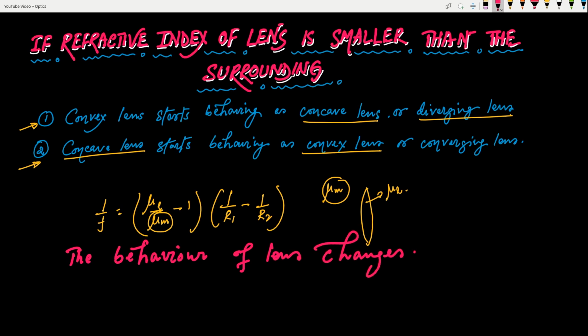This is very important. Whenever a lens is kept in a medium such that the refractive index of the medium is greater than that of the lens, then the behavior of the lens changes. That is, convex starts behaving as a concave and concave starts behaving as a convex.